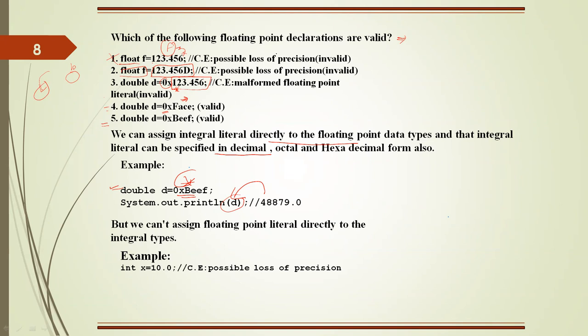Here, which of the following declarations are valid or invalid? You can tell me. So float f equals to 2.256. If you want to declare a float, then you should pass F at the end. Otherwise it gives an error, so it is invalid. Float f equals to 1.2.3 gives a loss of precision error. Why? Because you are passing a double value inside the float, and double is bigger than float. So double is a large box and float is a small box, and how can you add a large box inside the small box? It is not possible, in real time and in Java also. So the fourth one, double d equals to 0x... is valid. In the double, you can use this.